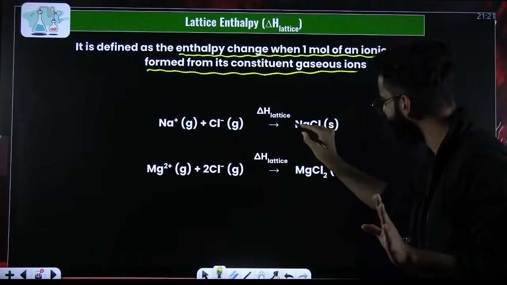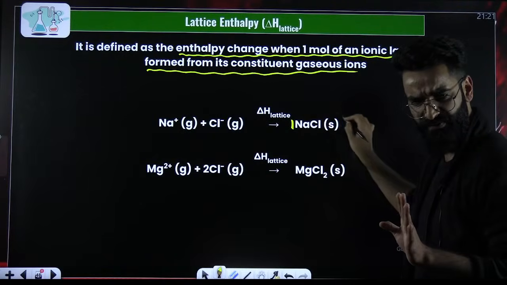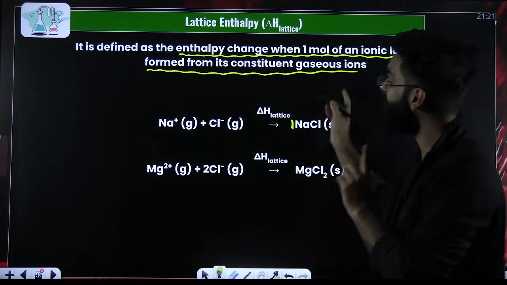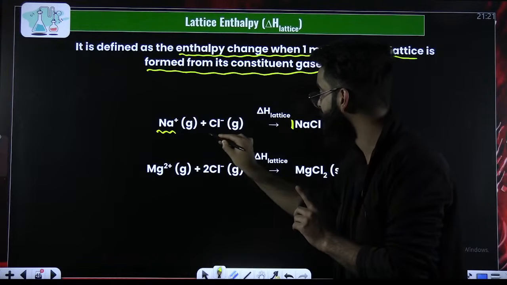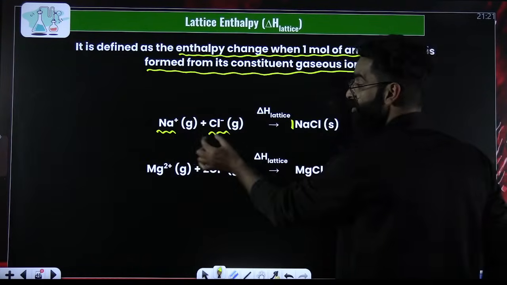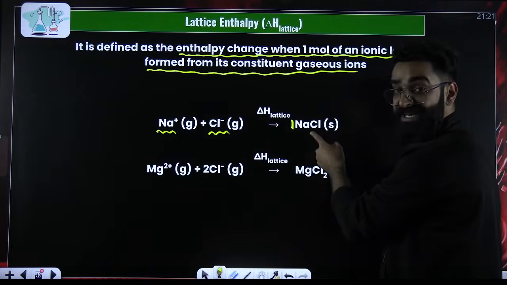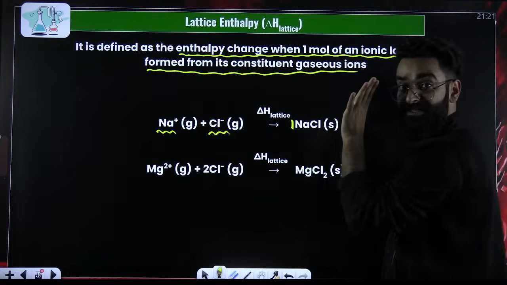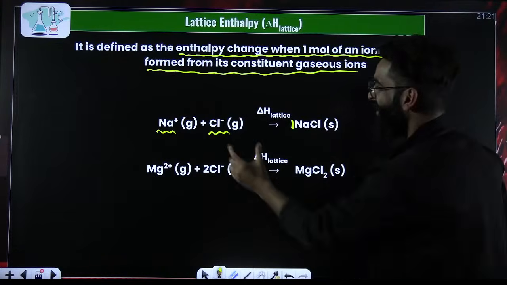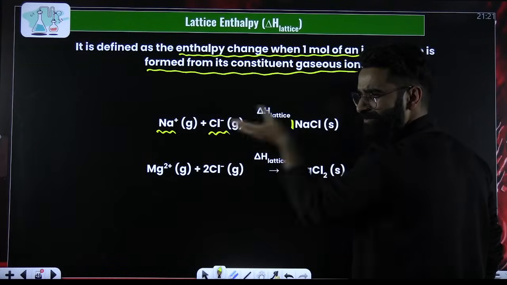Do you see in this case 1 mole of NaCl is getting formed? Absolutely, 1 mole of NaCl is getting formed from its constituent gaseous ions. These are the constituent gaseous ions of NaCl. Now, how would this 1 mole of NaCl have got formed? Na positive would have attracted Cl negative, forming NaCl.